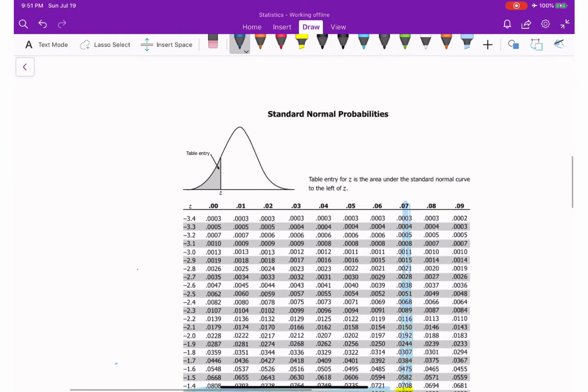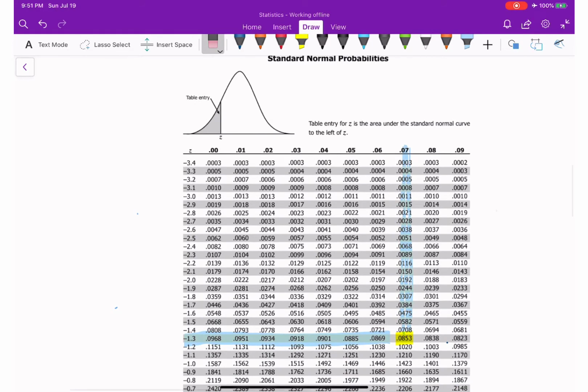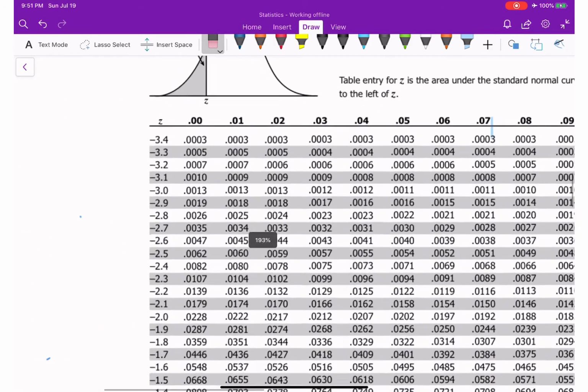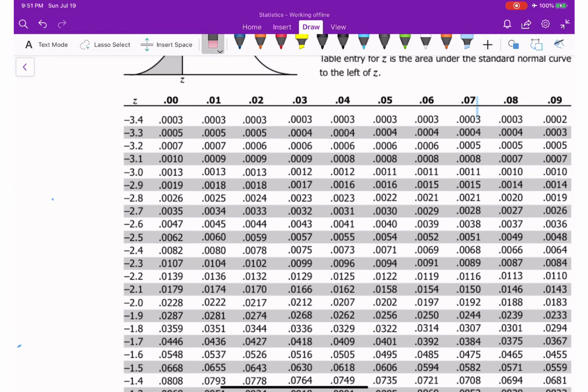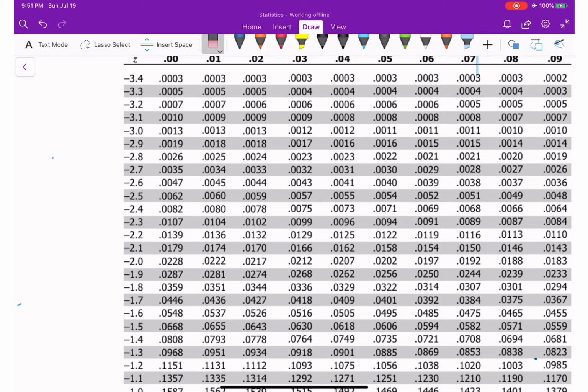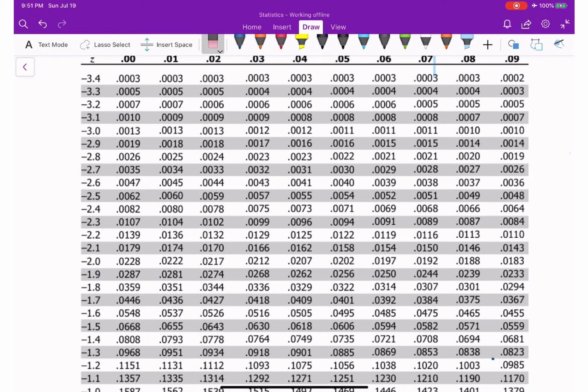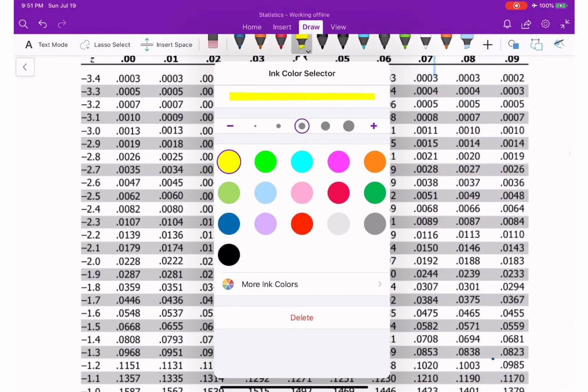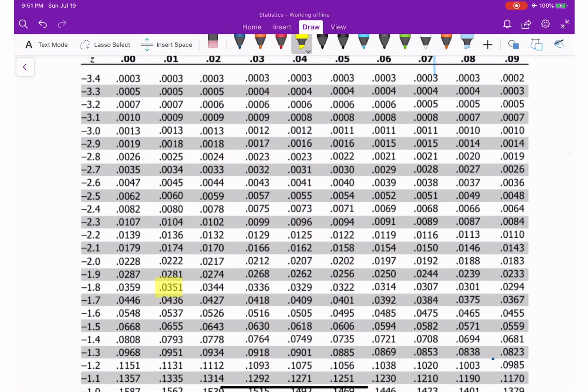Let's go to our negative z-score table. Okay, let me clean this so I won't have a mess. All right, so 0.035, let's see, 0.03 here, 0.0359, 0.0301, here it is. Okay, 0.035.